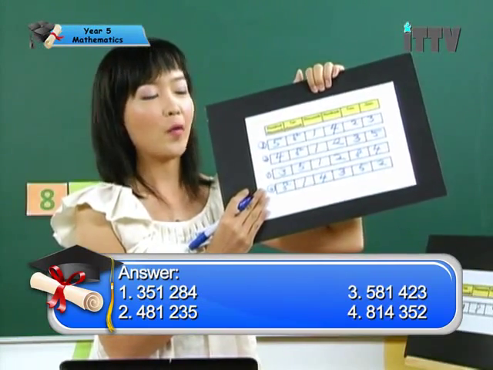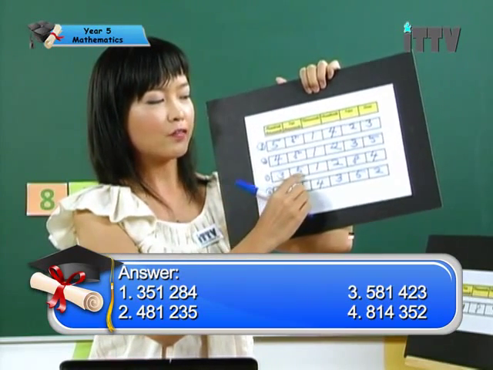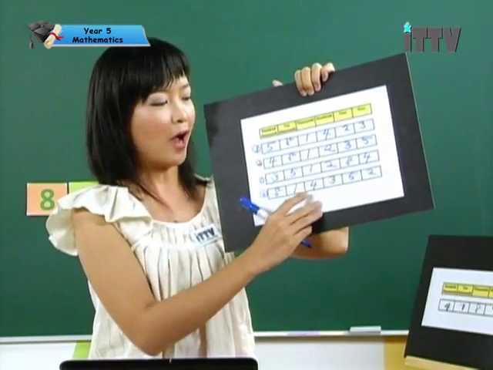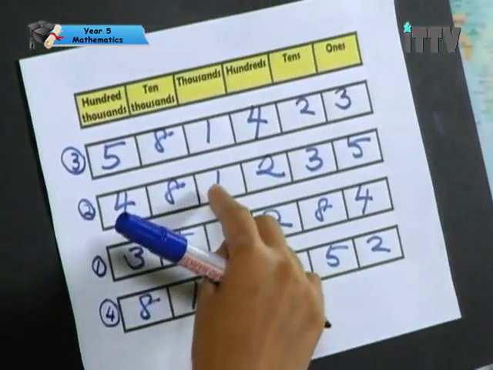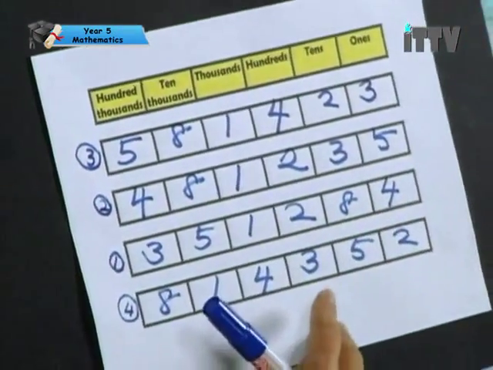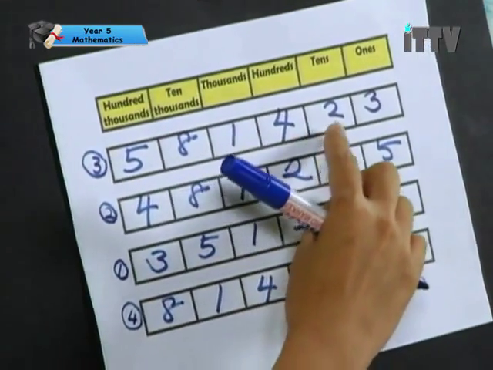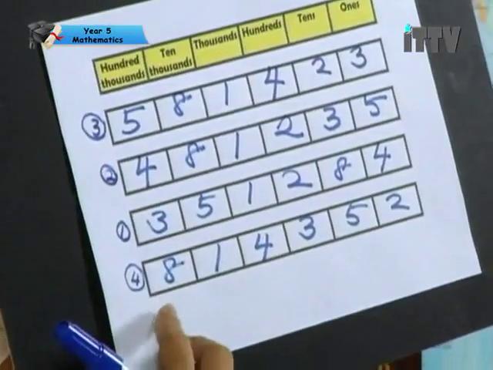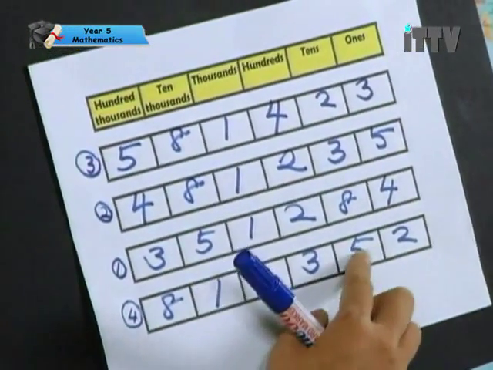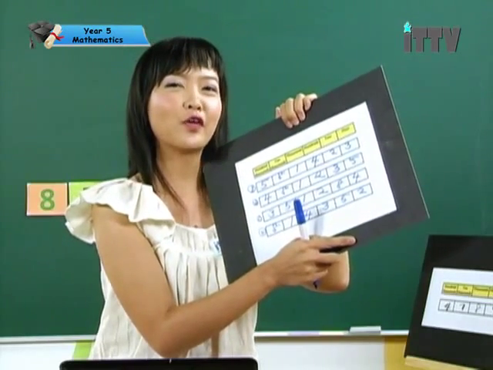So, when we arrange them in ascending order, we will have first 351,284, followed by 481,235, followed by 581,423, and the largest number will be 814,352.